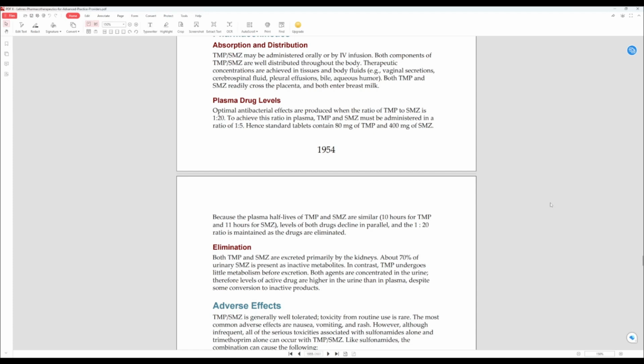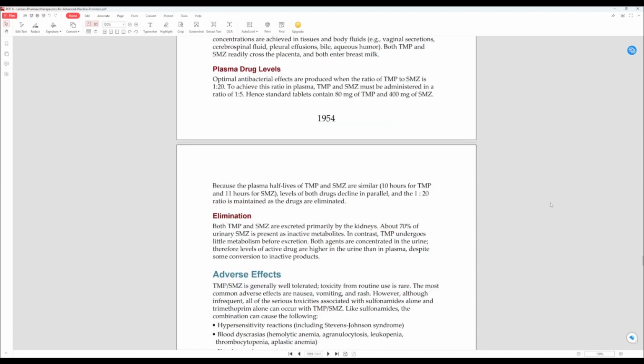Plasma drug levels. Optimal antibacterial effects are produced when the ratio of TMP to SMZ is 1 to 20. To achieve this ratio in plasma, TMP and SMZ must be administered in a ratio of 1 to 5. Therefore, standard tablets contain 80 mg of TMP and 400 mg of SMZ. Because the plasma half-lives of TMP and SMZ are similar, about 10 hours, levels of both drugs decline in parallel, and the 1 to 20 ratio is maintained as the drugs are eliminated.